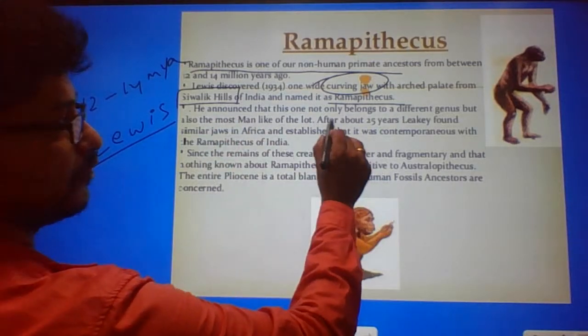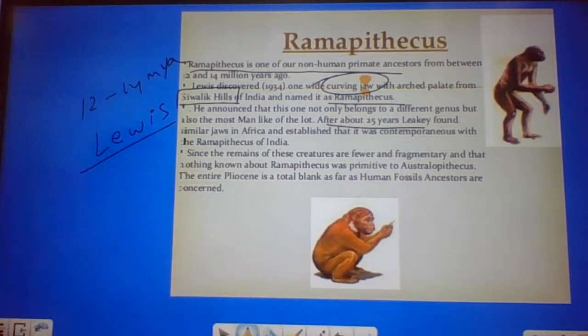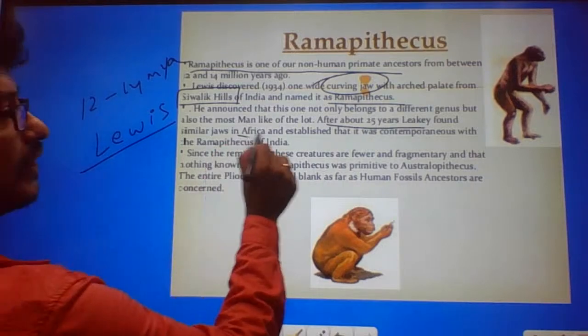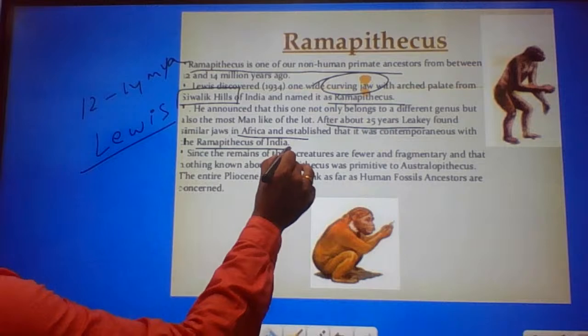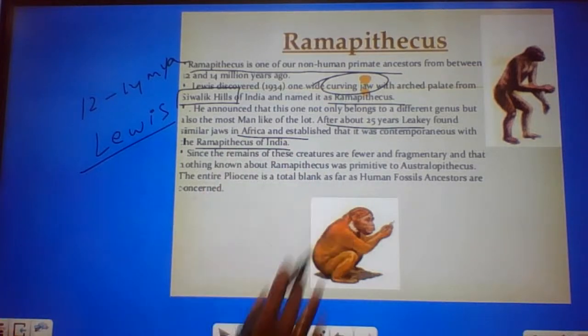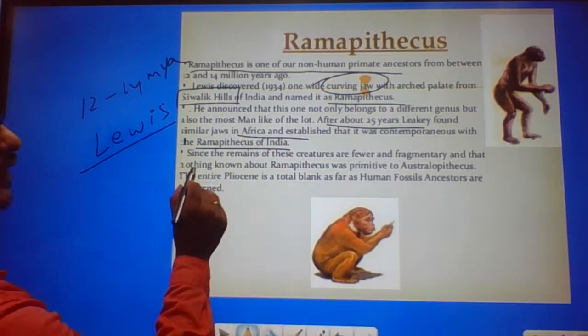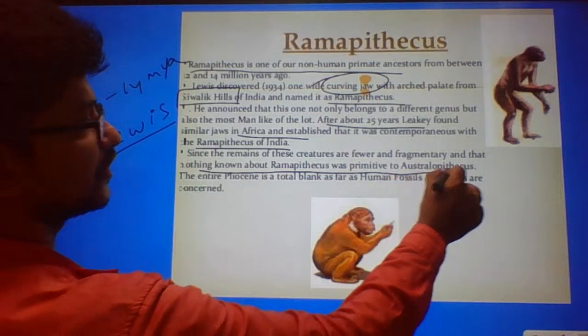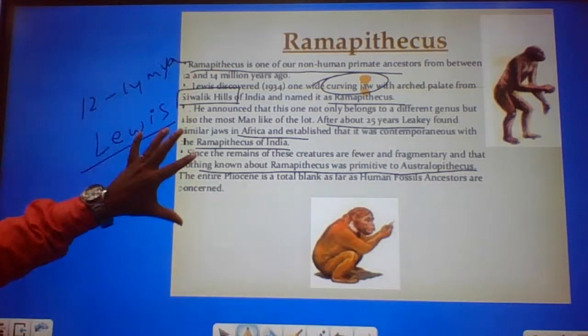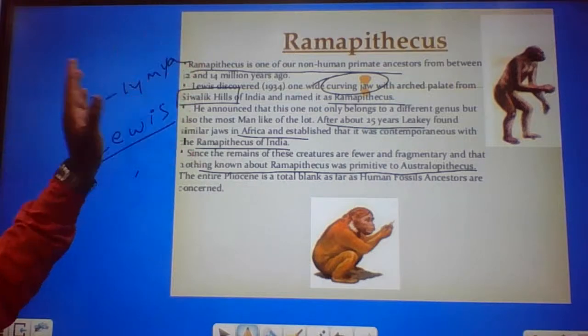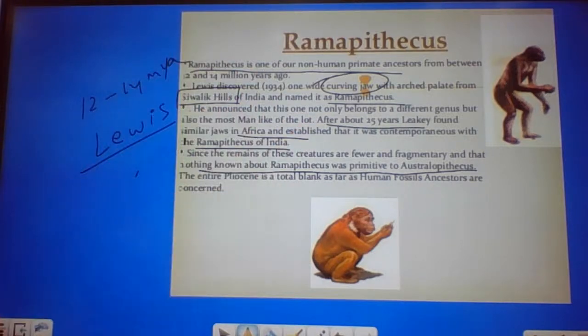After 25 years, Leakey found similar jaws in Africa, contemporaneous with the Ramapithecus of India. These creatures are few and fragmentary, and nothing is known about whether Ramapithecus was primitive to Australopithecus. So here the blank of human fossil ancestors is considered. This is about Dryopithecus and Ramapithecus.